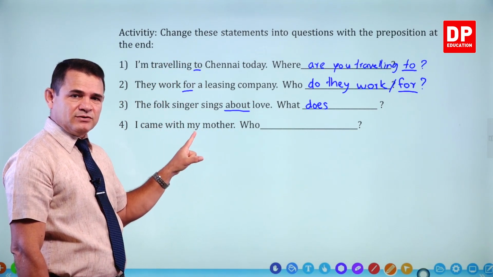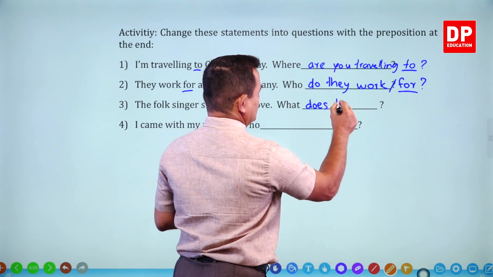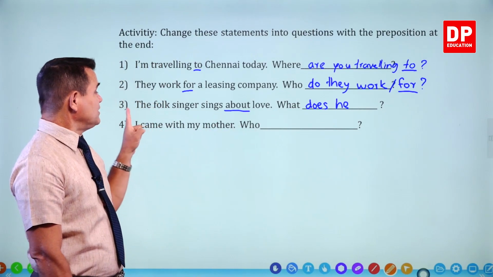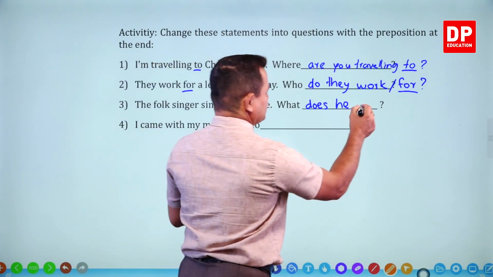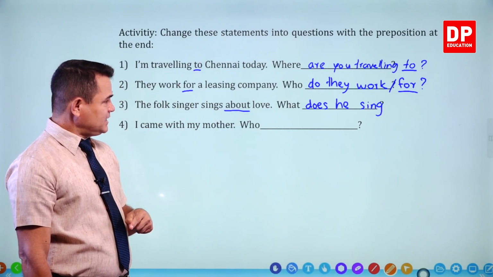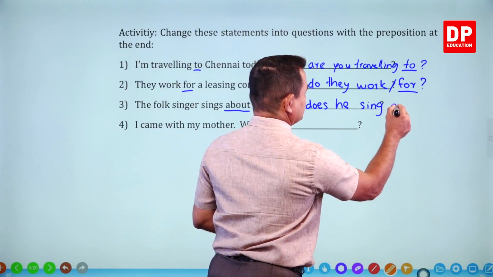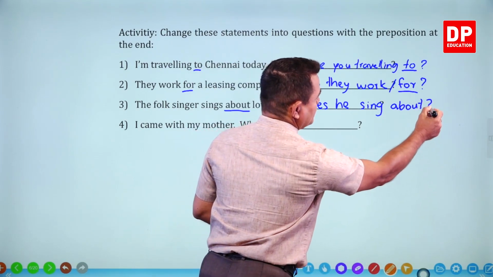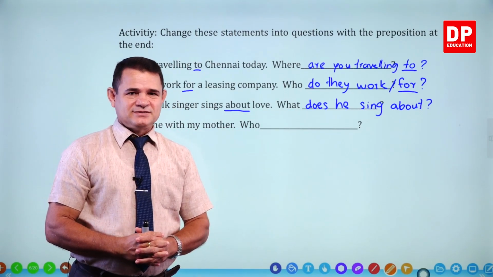Instead of folk singer you can use a pronoun. What does he? Again, what does he, or what does the folk singer? Since we have taken does, the verb becomes sing. What does he sing? Lastly, take the preposition. What does he sing about? Question mark. You see, very interesting questions.